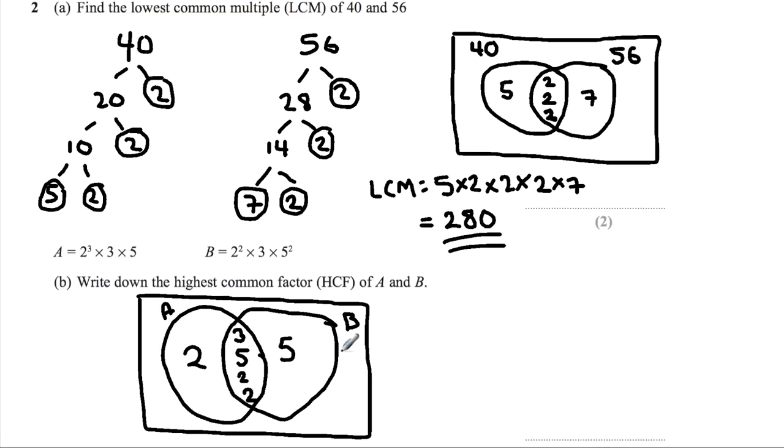Now to find the highest common factor, we need to multiply the numbers in the middle. So it's 3 times 5, which is 15, times again by 2, which is 30, times again by 2, which is 60. So our answer is 60.